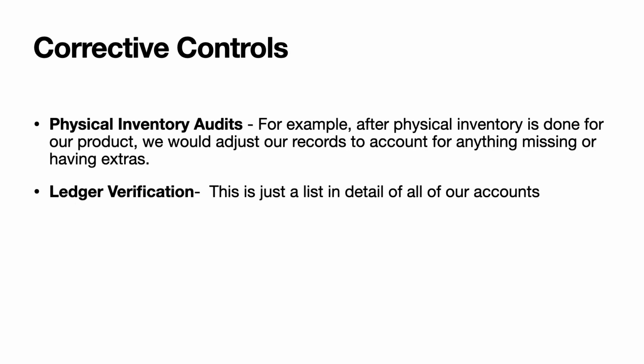Corrective controls, physical audits. For example, having a physical inventory, we do that to make sure that we have all of our product, and then when we know that we do, we adjust our records to account for anything that's missing or extra. Ledger verification is where we look at each account and make sure that everything is there in detail.